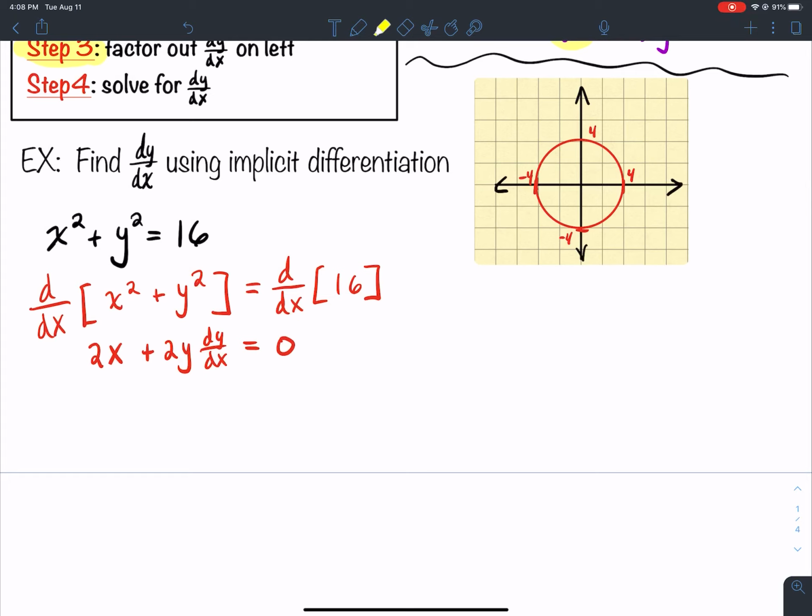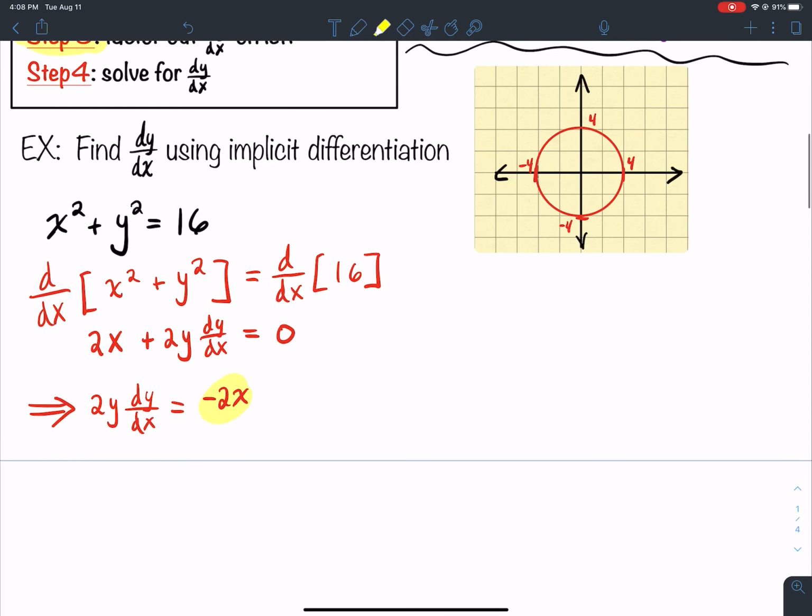That's pretty easy, right? Now, in step 2, I want to get all the terms with dy/dx on the left. This is on the left already. It's the only one with dy/dx. So what do I need to do? I need to move this to the right. The opposite of adding 2x is subtracting 2x. So I'm going to subtract 2x on both sides.